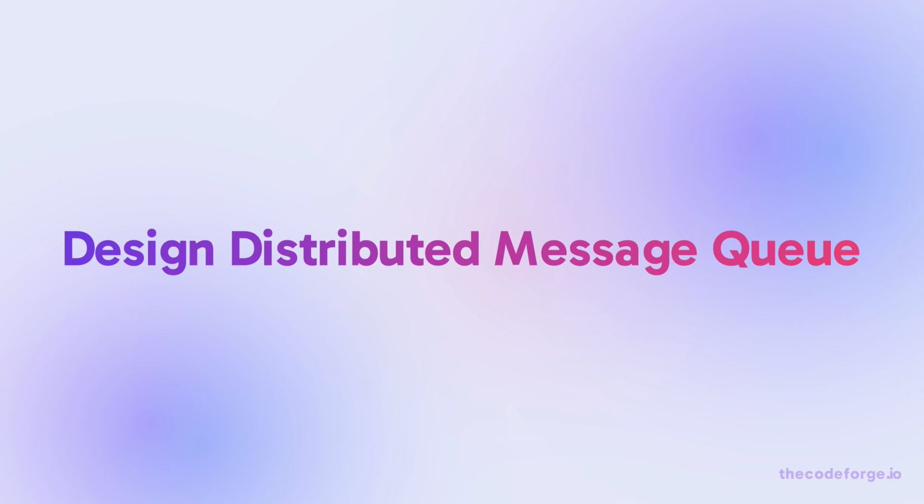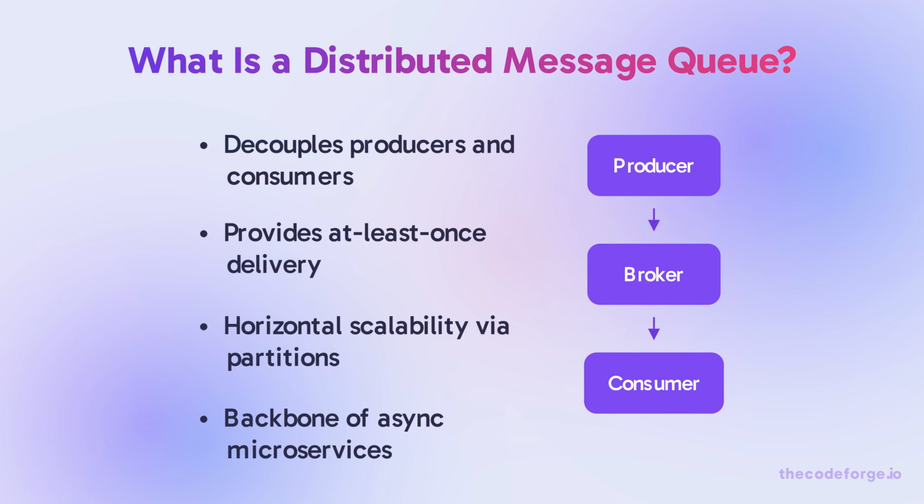In this lesson, you'll learn how to design a distributed message queue that survives production, based on real-world incidents and best practices. A distributed message queue decouples producers and consumers across multiple machines, providing at least once delivery, ordering guarantees, and horizontal scalability. It's the backbone of async microservices communication.